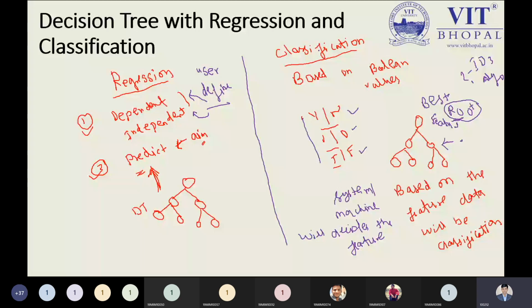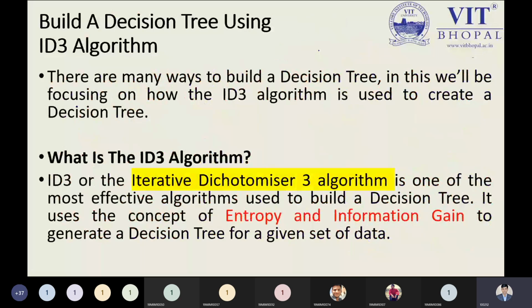So I'm just moving to my next slide. Build a decision tree using the ID3 algorithm. So what is ID3? Basically, it is an algorithm for building a decision tree followed by the classification approach. ID3 stands for Iterative Dichotomizer 3. That is the version only.